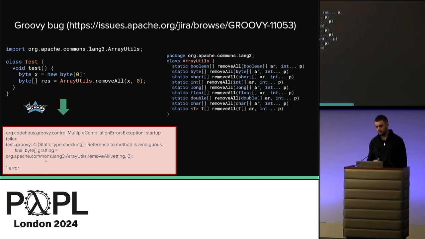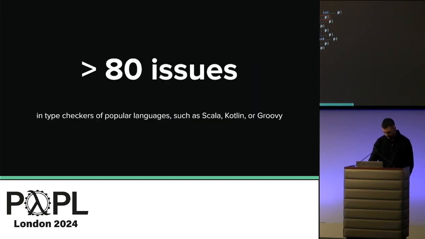If we look at the API of the ArrayUtils class, we see that we have a bunch of overloaded methods operating on primitive arrays, and also a polymorphic method that operates on arrays of reference types. Although it's clear from the code that our intention is to call the overloaded variant that operates on byte arrays, the compiler thinks that this method is ambiguous and it rejects the program. The issue is caused by a bug in the way the compiler handles variable arguments and arrays of primitive types.